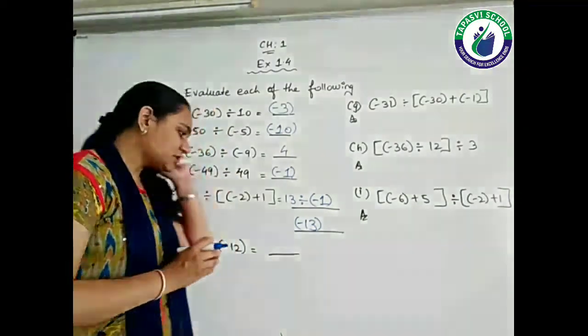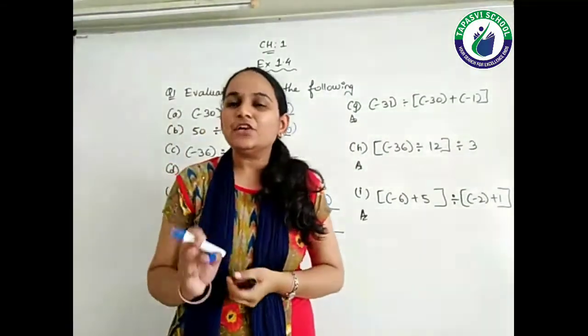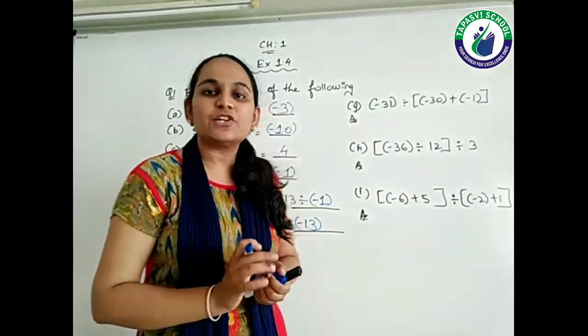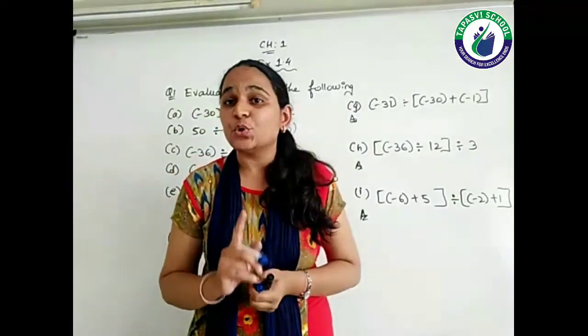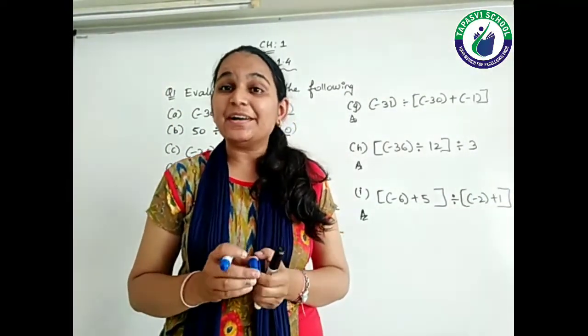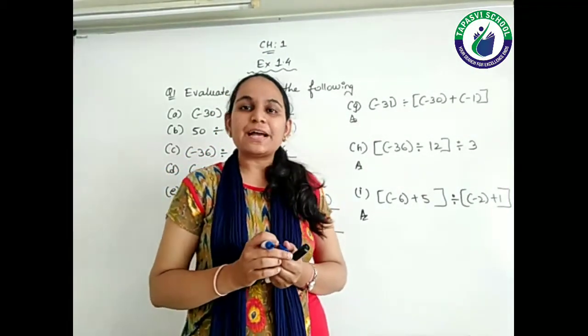Now next question, students, it is 0 divided by minus 10. If you divide 0 by any number, the answer will be 0 only. But if you reverse it, you should know that if you divide any number by 0, it is not possible. That means undefined will be the answer.